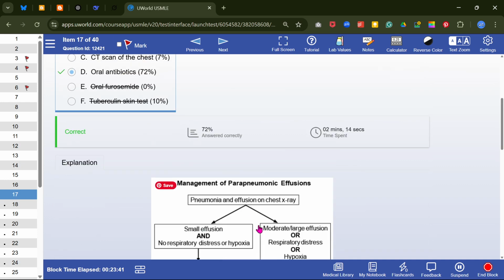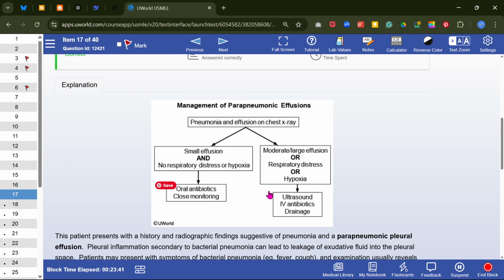Pneumonia and effusion on chest X-ray. If there is pneumonia and effusion on chest X-ray, small effusion and no respiratory distress or hypoxia: oral antibiotic and close monitoring. Moderate or large effusion or respiratory distress or hypoxia: ultrasound, IV antibiotic and drainage.